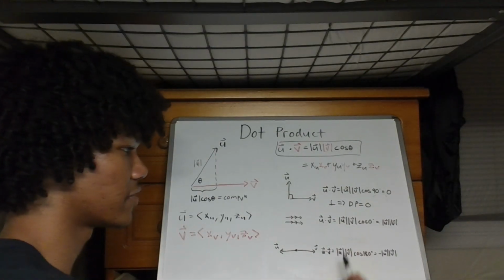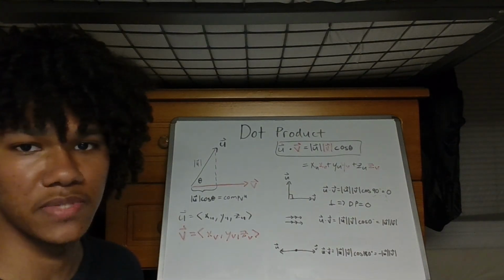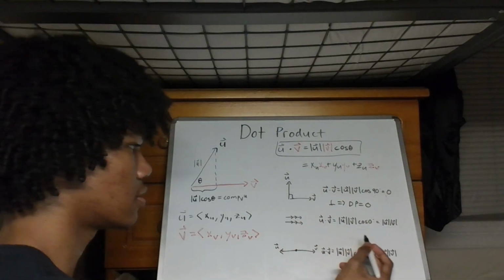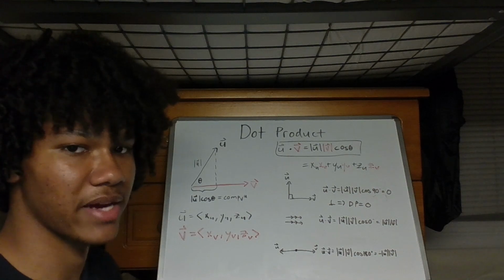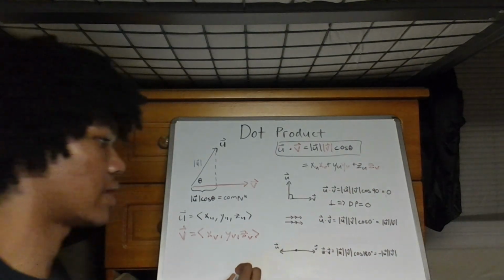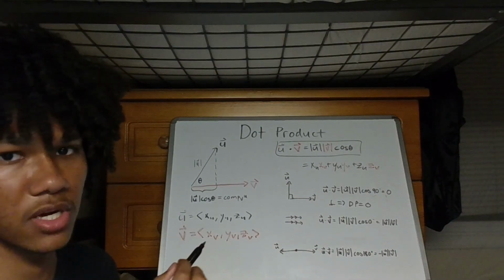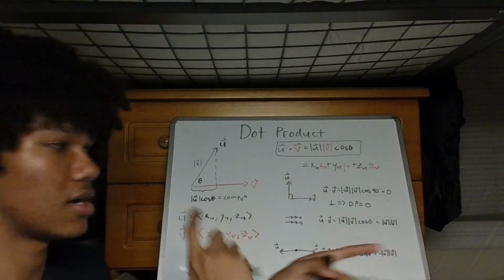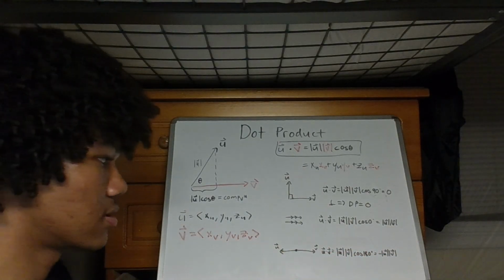So when you have uv cosine of 0, cosine of 0 is equal to 1. So the dot product would just equal the magnitude of u times the magnitude of v. Okay. Now the third case, they're still going to be parallel, but this time they're pointing in opposite directions, unlike this one where they're pointing in the same direction.